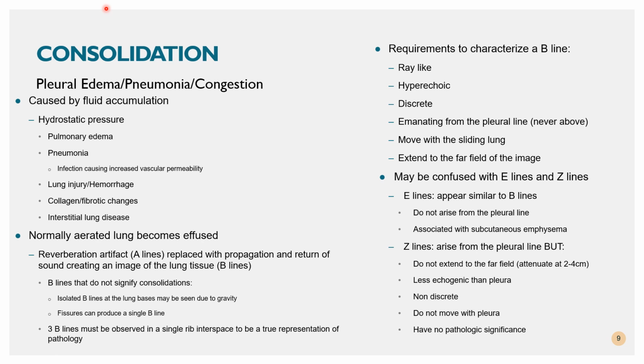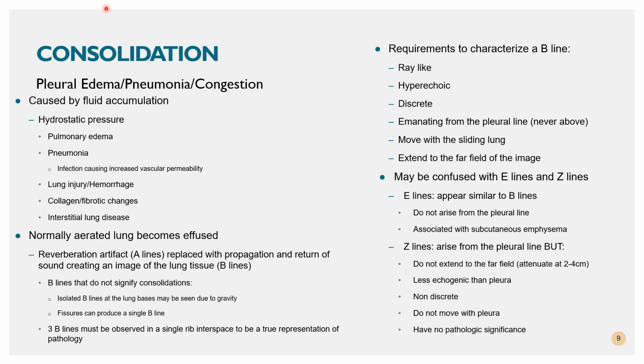So here are the requirements to characterize a B line, so that you're not tempted to call anything transmitting a B line. Again, you have to have the 3 lines per interspace. They should appear ray-like, so they'd be narrower in the proximal field and then expand in the distal field. They're going to be hyperechoic to surrounding areas. They are also going to be very discrete, so you'll be able to define a beginning and an end. They're also going to be emanating from the pleural line, never above.